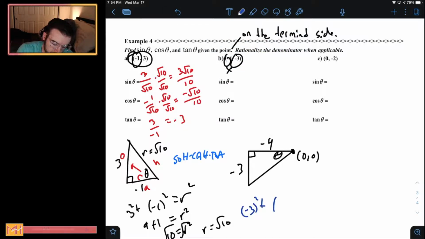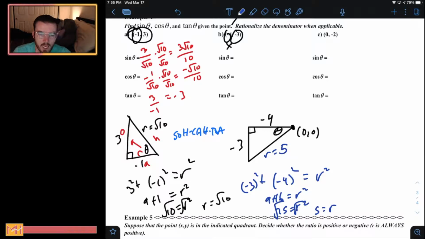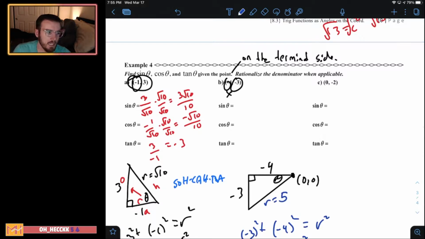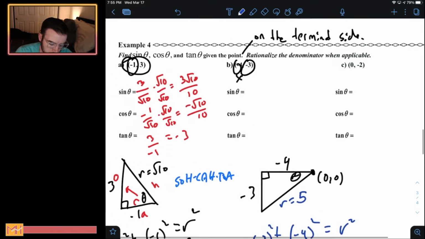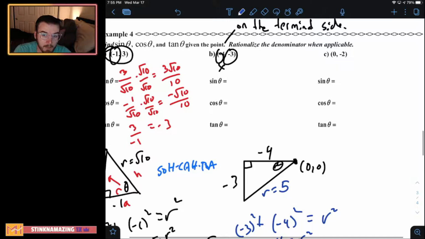-3 squared plus -4 squared equals c squared, or no, let me stick with r, our radius. That's 9 plus 16. You might already realize this. You guys have seen a 3, 4, 5 triangle a lot of times in your life. It just comes out to a 5. If you haven't noticed that pattern, start noticing it. If the legs are 3 and 4, the hypotenuse is 5. It's the hypotenuse that must be 5.